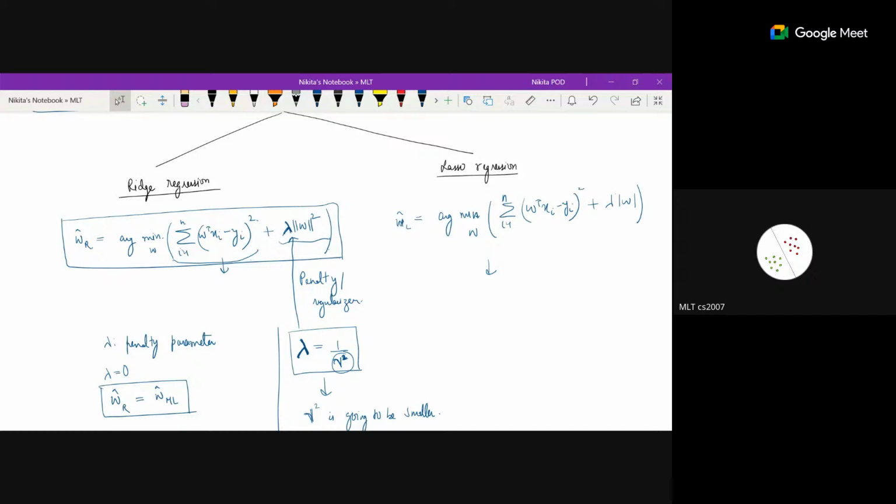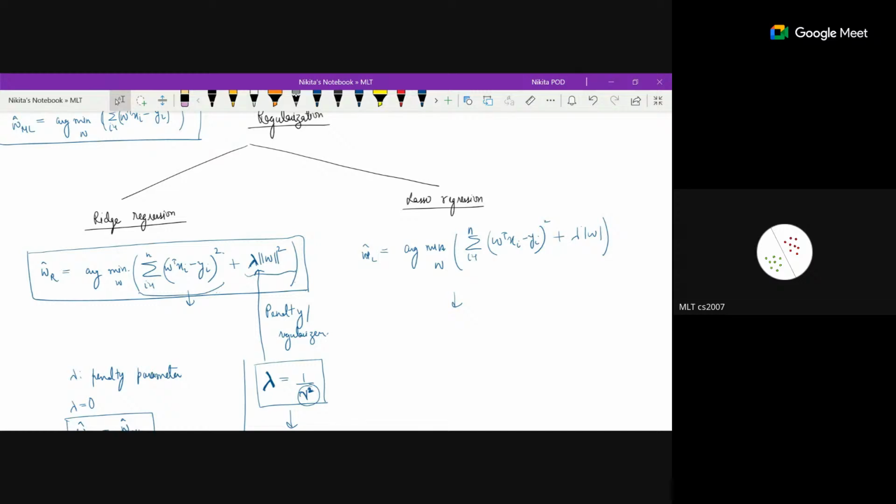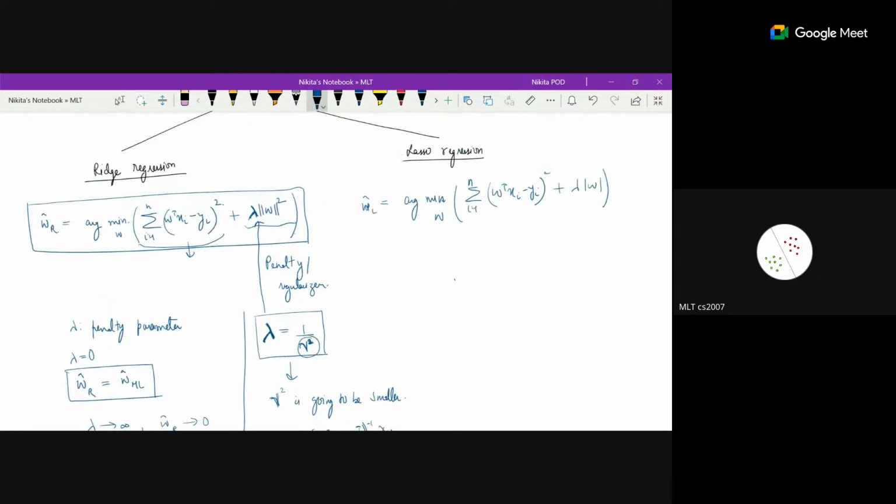Hold on. This lasso regression, the estimator that we have found, is not using the Bayesian approach, I mean, not using the prior which we had used for ridge regression. The prior that we use in lasso is, I think, Laplacian. So both ridge regression and lasso regression are Bayesian approaches.